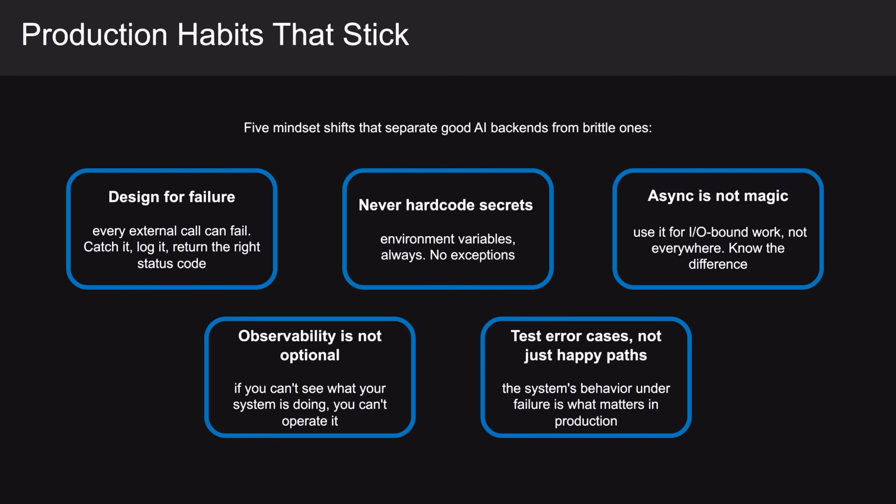Async is not magic. Use it for I/O bound work. It does nothing for CPU bound work. Know the difference before you add workers or rewrite endpoints. Observability is not optional. If you can't see what your system is doing, you can't operate it. Structured logs, request tracing, token tracking from day one. Test error cases, not just happy paths. A system that fails gracefully is more valuable than one that only works when everything goes right. These habits outlast any specific framework or tool.